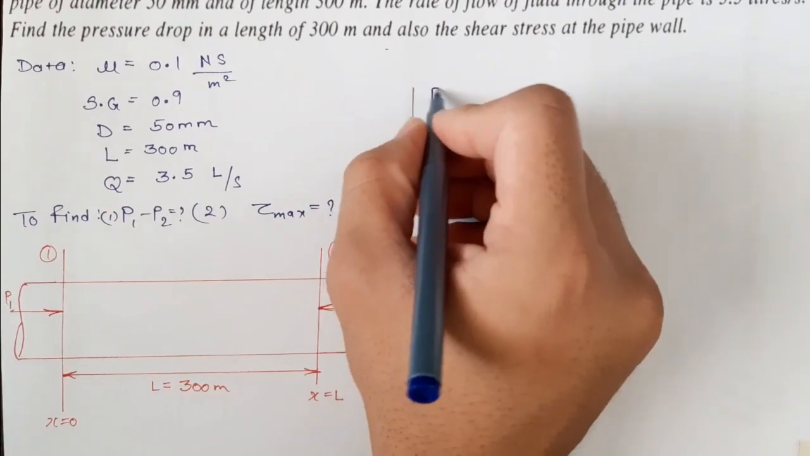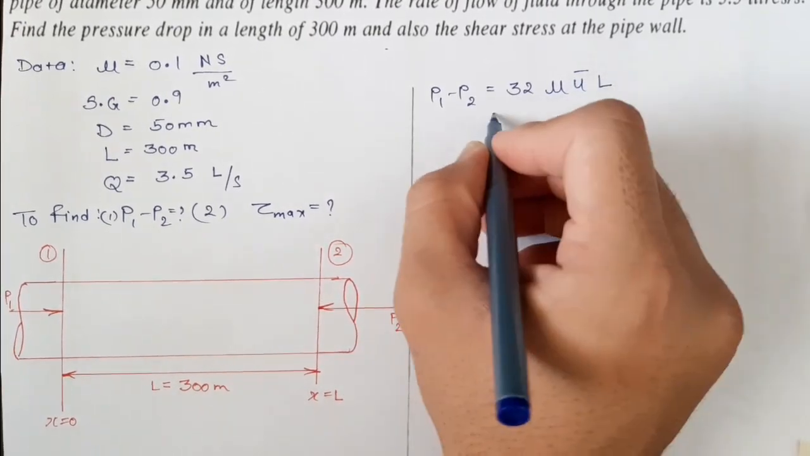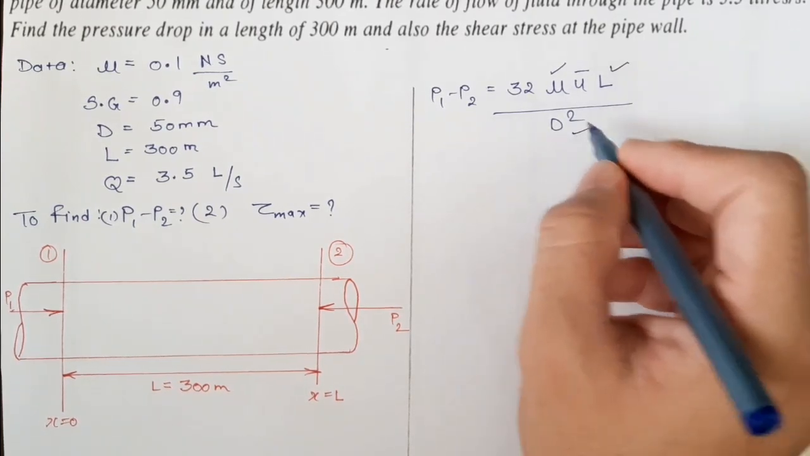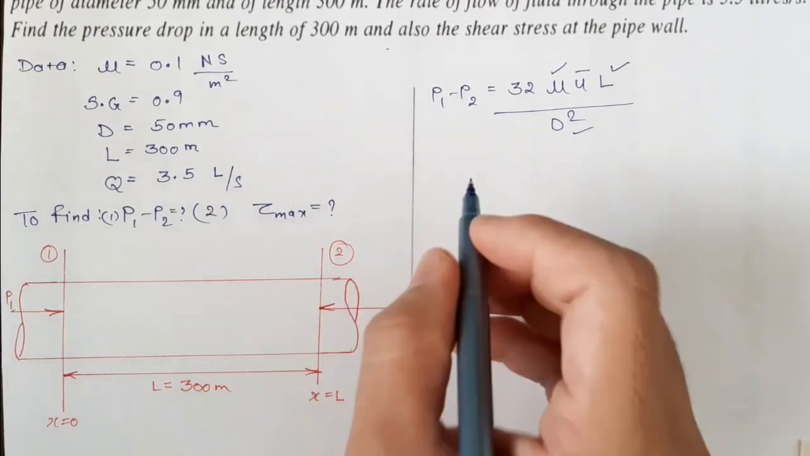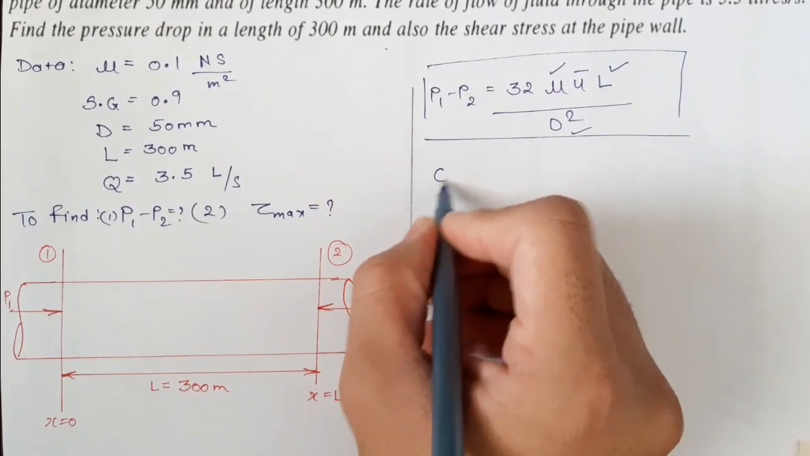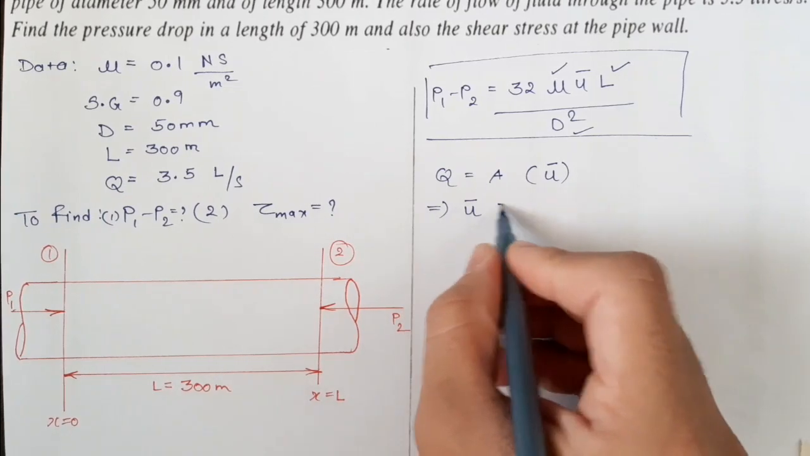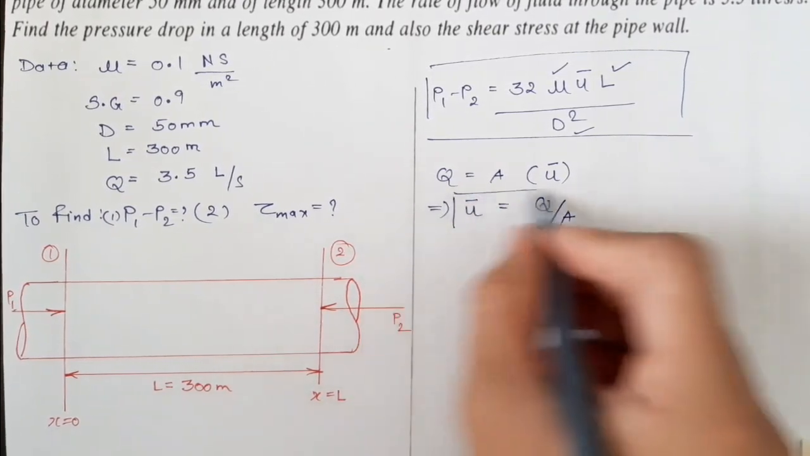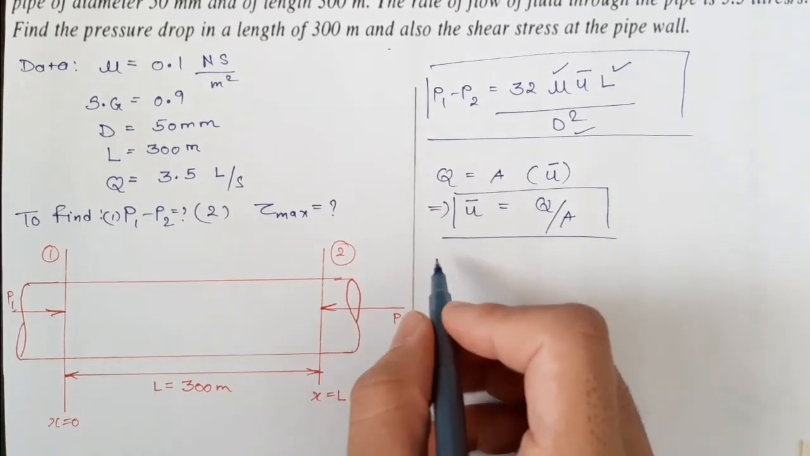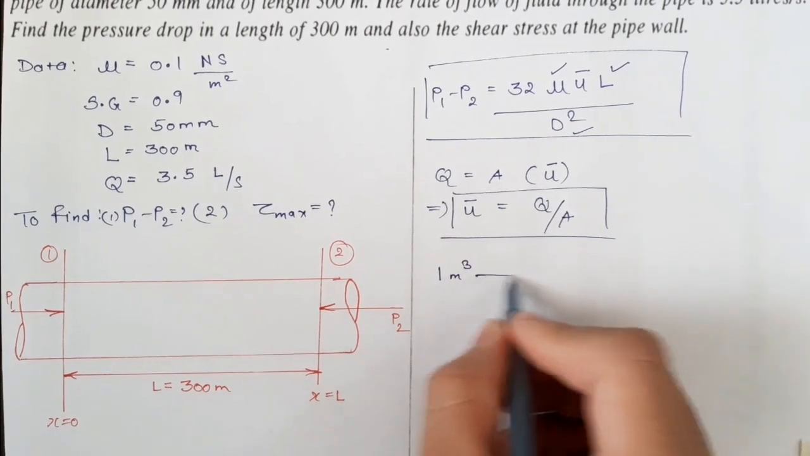As we know, the equation of P1 minus P2 equals 32 mu u bar L upon d square. So we have mu, L and d square. We don't have u bar. So to calculate u bar, we have to find the discharge Q. So Q equals area of flow into average velocity. So from this equation, average velocity equals Q upon area. But here it is given that Q equals 3.5 liters per second. We have to convert into meter cube per second. We know that 1 meter cube equals 1000 liters.